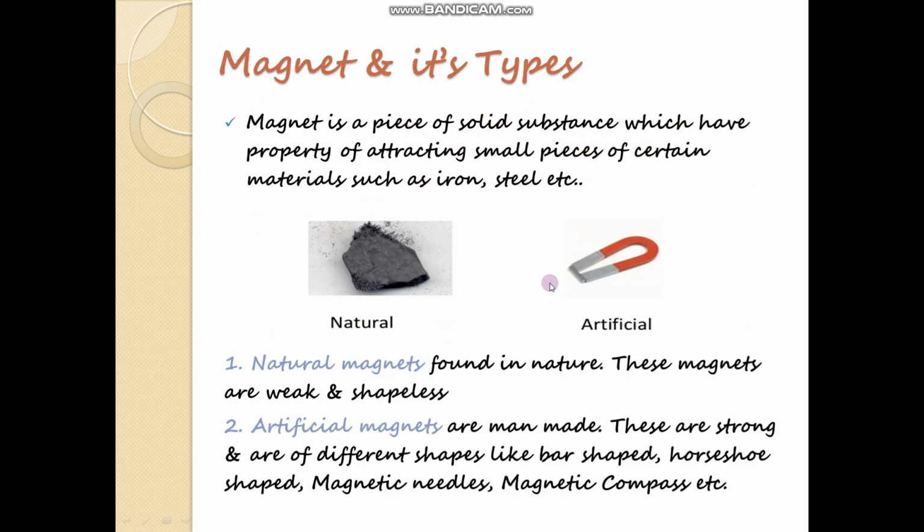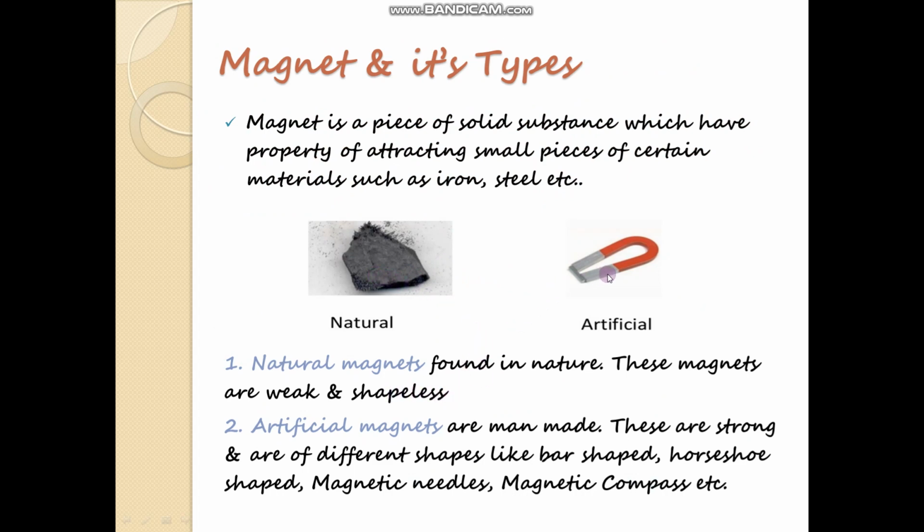Now, what is a magnet and what are its types? In physics, we have learned a magnet is a piece of solid substance which has the property of attracting small pieces of certain materials like iron, steel, etc. Now, there are two basic types of magnet. One is the natural magnet which we find in nature. This magnet is weak and shapeless.